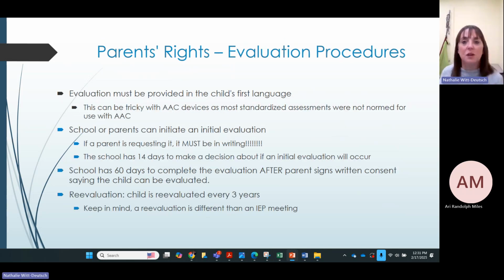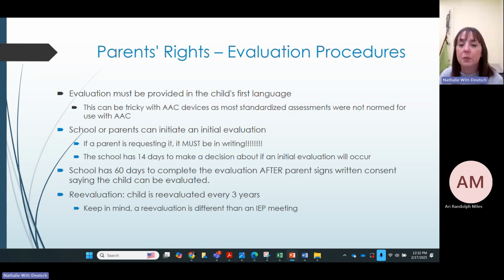Okay, moving on to evaluation procedures. Even though this is the parent's right, it's also talking about the child's rights within the evaluation. So the evaluation must be provided in the child's first language. So if the first language is English, it would be provided in English. If the child is bilingual and speaks Spanish and English, they will determine which is the stronger of the languages for them to understand. But they need to make sure that the child is able to participate in the evaluation in their native language.